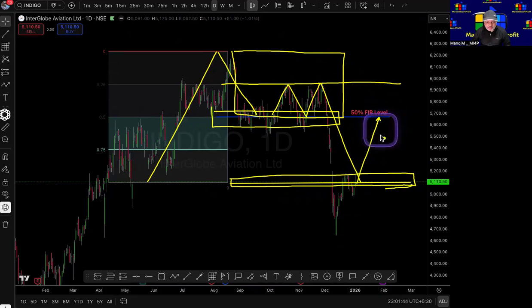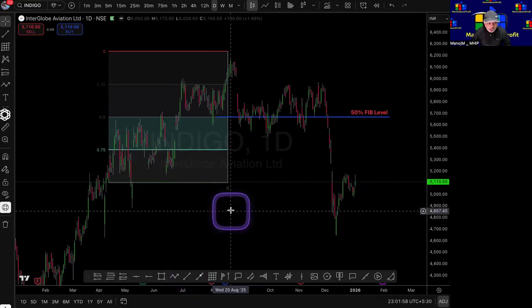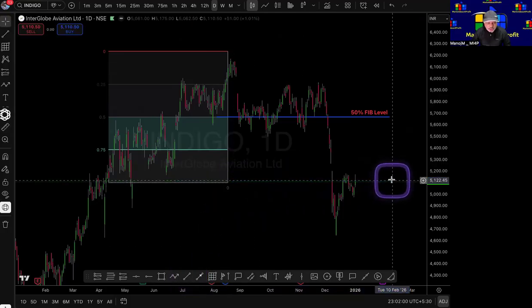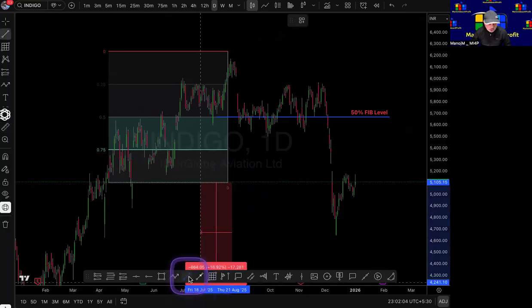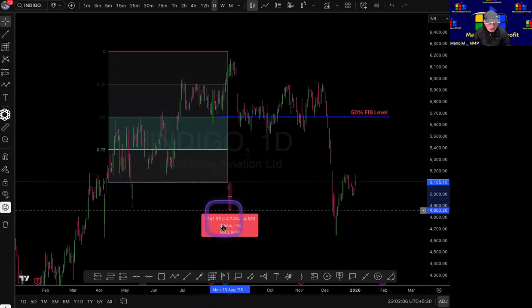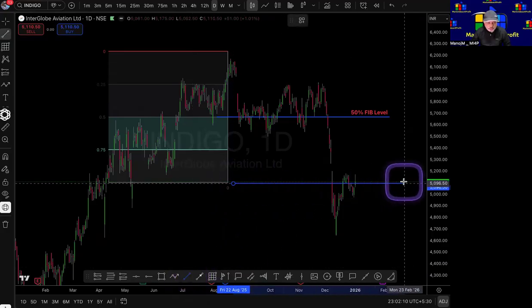That's 5,700 from an area of 5,110. That's how much? That's 600 points. Right? 600 points. So isn't this beautiful, guys? This was a swing low, right? We are now able to predict what the price is going to do. And as swing traders, we have got some kind of insight into what price will do from here, right?